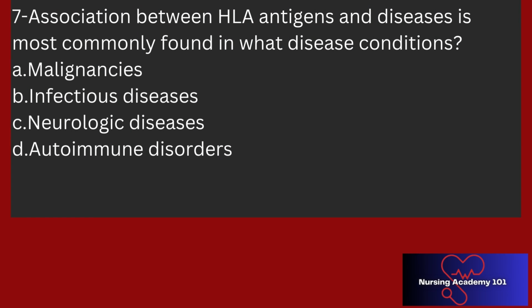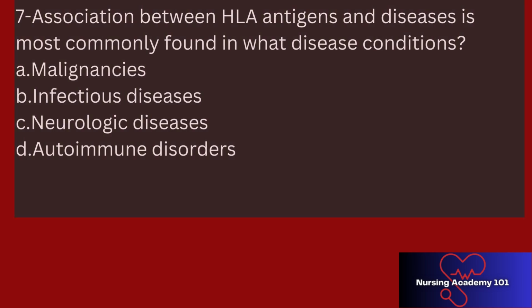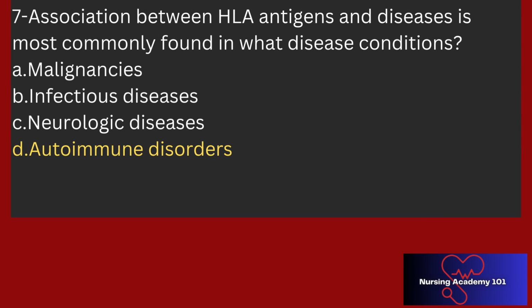Question number 7. Association between HLA antigen and disease is most commonly found in what disease conditions? A. Malignancies. B. Infectious disease. C. Neurological disease. D. Autoimmune disorder. The answer is D. Autoimmune disorders.